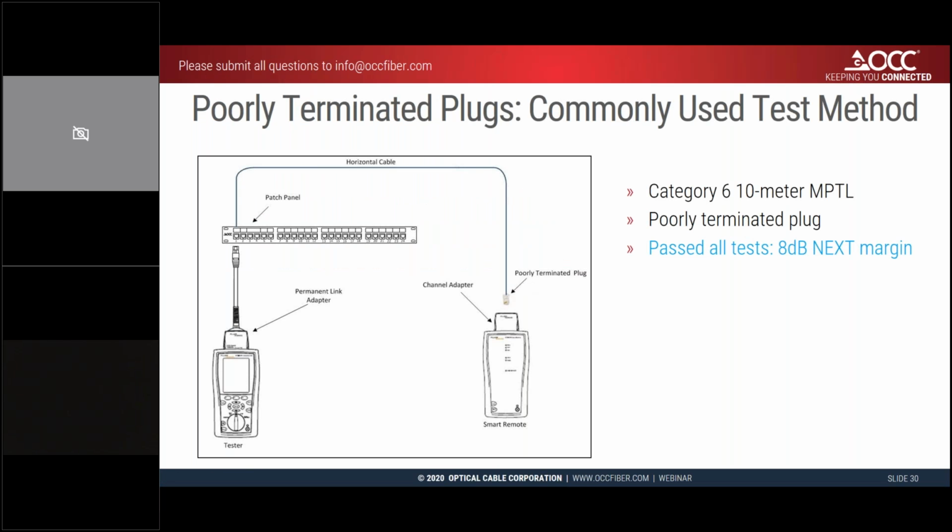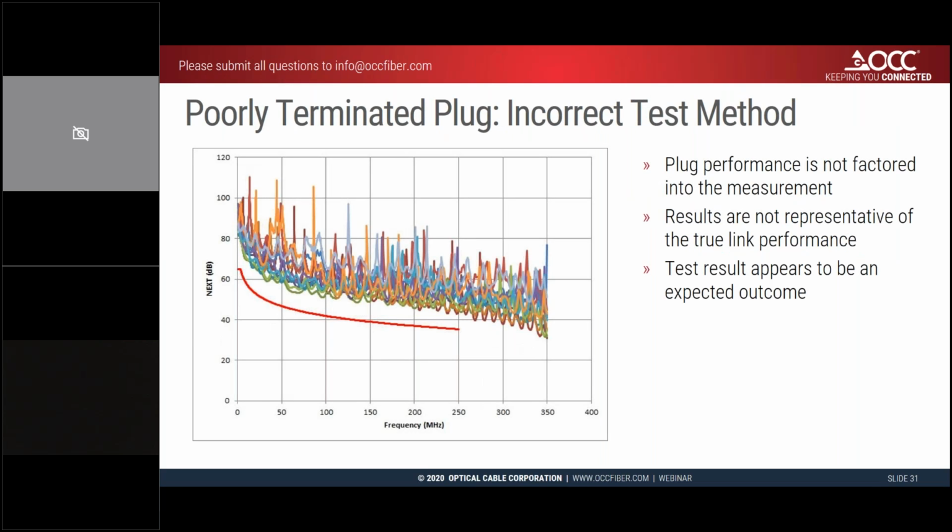So this was a category 6 10 meter mod plug terminated link with the commonly used method, hooked up just the way I was showing you previously. Plug is connected directly into the channel adapter, and the result was that it passed all tests, and there was 8 dB of margin for the next result. And it looked like this.